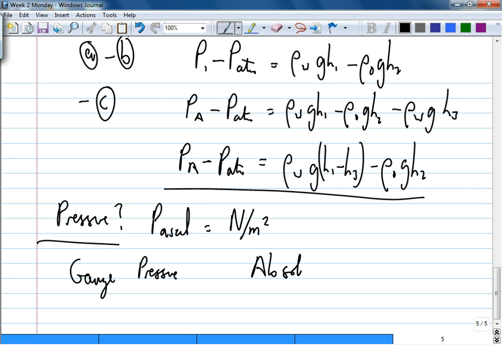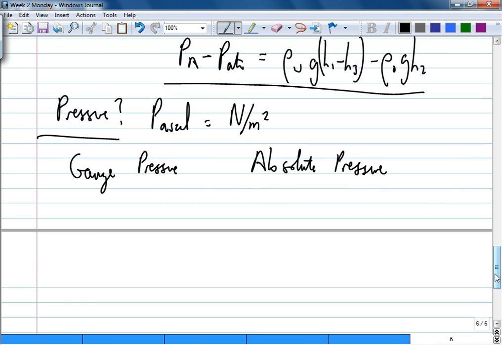Absolute. All right. You all heard of the term gauge pressure and absolute pressure before? Yes or no? Okay, some say yes, some say no. Alright? So gauge pressure is what the pressure gauge measures.